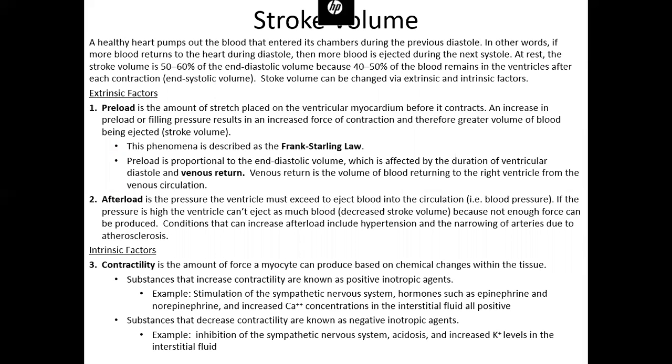Okay, we're going to talk about things that can affect our stroke volume, and then we'll talk about things that affect heart rate.